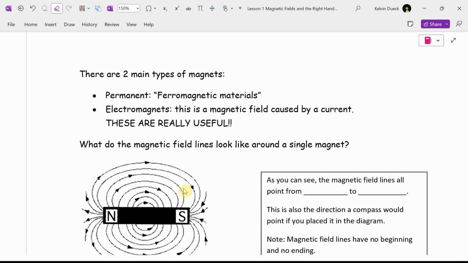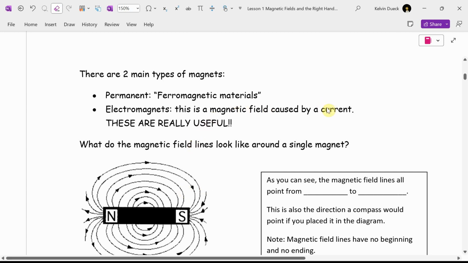There are 2 main types of magnets. There are permanent magnets, like the ones that you put on your refrigerator, like these rare earth magnets, like the ones that look like a horseshoe. We call those ferromagnetic materials. They're made from ferromagnetic materials. There are certain metals on the periodic table that you can magnetize. But the second, even more useful type are what are called electromagnets.